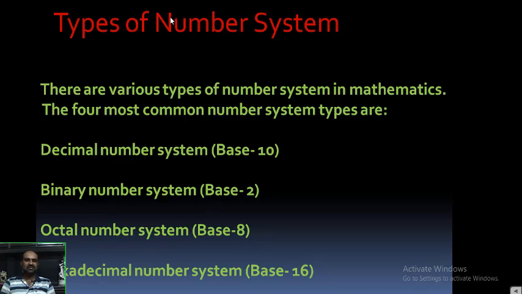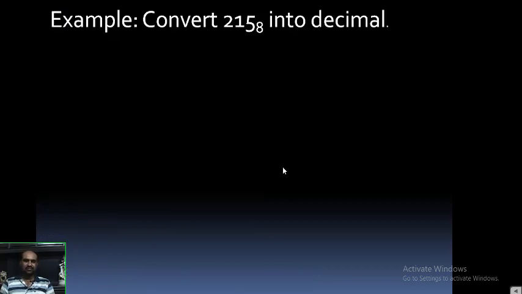Types of number systems. Generally we have several types. There are various types of number systems in mathematics. The four most common number systems are: the decimal number system, which is base 10; the binary number system, base 2; the octal number system, base 8; and the hexadecimal number system, base 16. Generally nowadays we are using these four base systems.